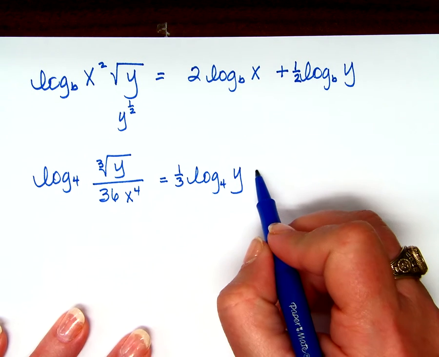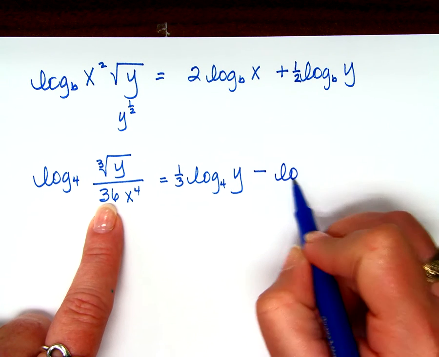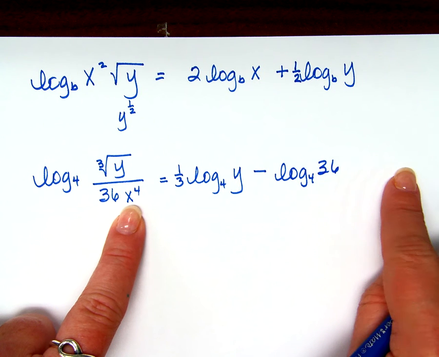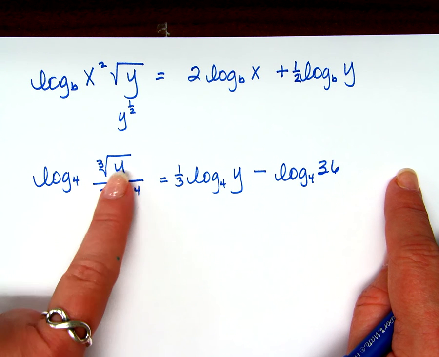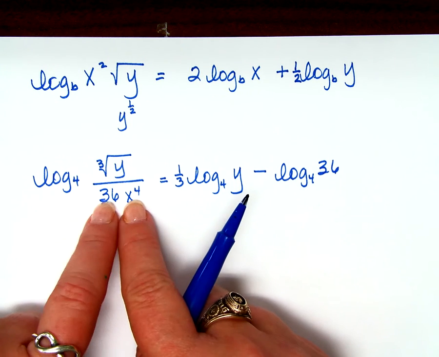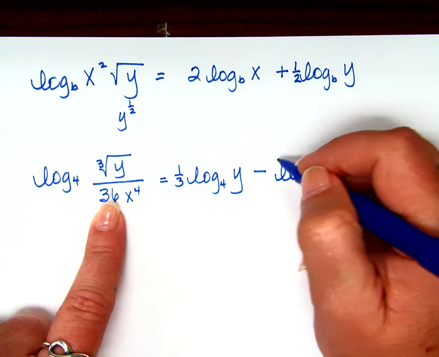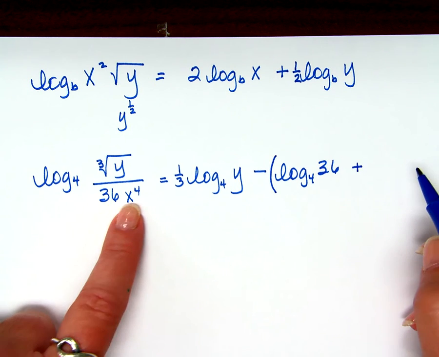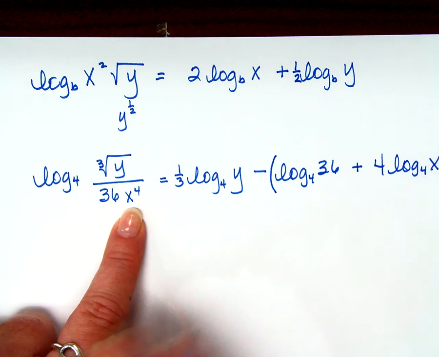Then what? Minus, because I'm dividing, right? Minus log base 4 of 36. But what do I put between these two things? Isn't this still being divided by the y? See, that's what gets people sometimes, right? It's still being divided, but it's also being multiplied by 36. So I'm going to show you 2 things here. Okay? I could do this, because then this would be a plus, wouldn't it? Because these 2 things are being multiplied. It would be 4 log base 4 of x, right?